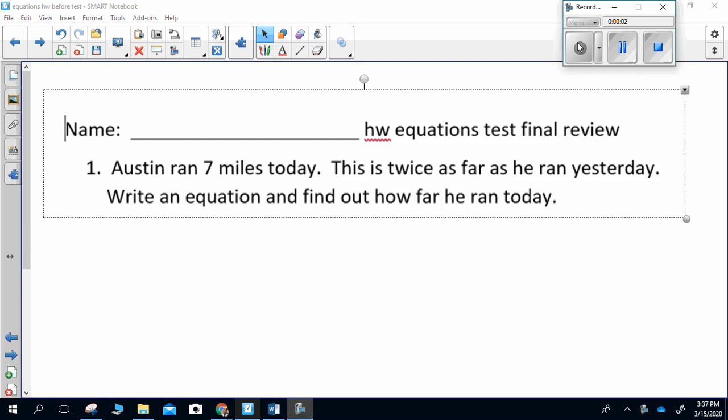So this is the last hurrah before your test tomorrow. You may use a calculator on this homework. You will be allowed to use a calculator on your test. I'm going to go through these. You should be checking your homework from earlier or doing these with me.